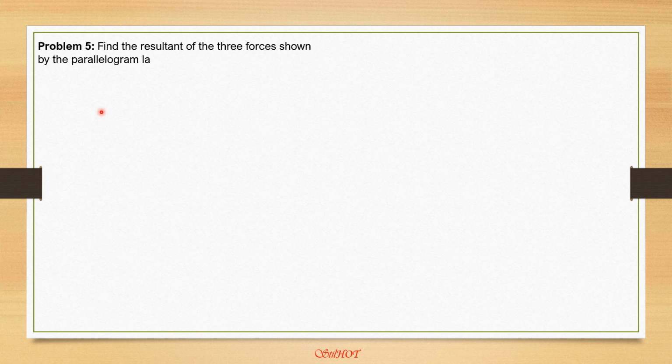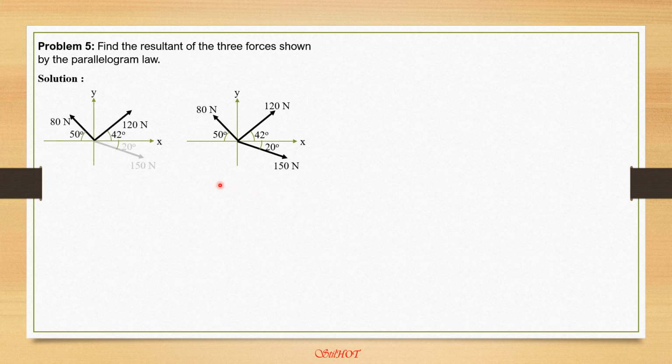Problem 5. Find the resultant of the three forces shown by the parallelogram law. There are three forces, so you may first compute the resultant between the 80 and the 120 Newton force, or it may be the 120 and the 150 Newton force. So it's up to you. Or it may be 80 and 150 Newton first. So this is the solution.